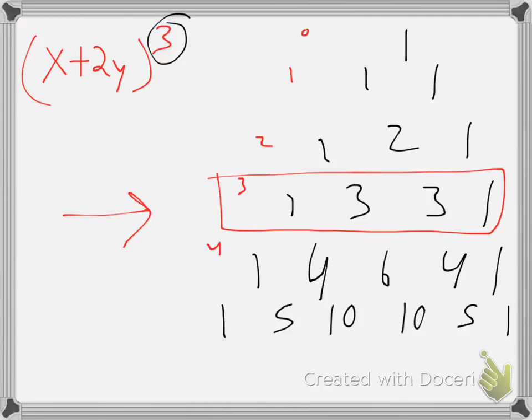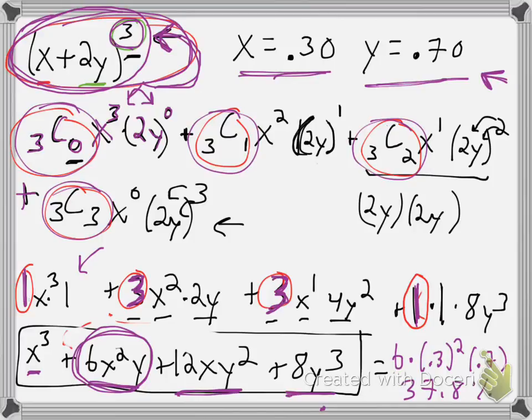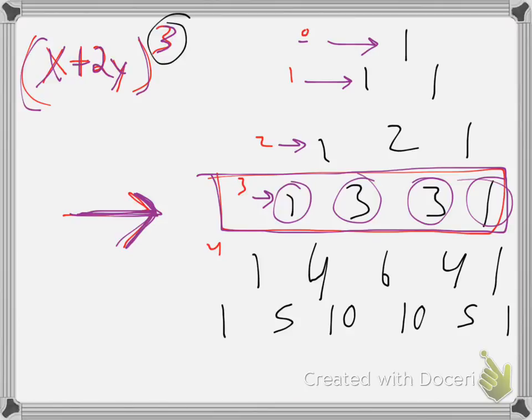1, 1, 1, 1, 2, 1, 1, 3, 3, 1, 1, 4, 6, 4, 1, 1, 5, 10, 10, 5, 1. And so when I had x plus 2y to the third power, I'm going to look at the third power row on Pascal's triangle. Remember, you start with 0, so 0, 1, 2, 3. This row, would you look at those coefficients? 1, 3, 3, 1. So you can go ahead and do all of this combination nonsense if you want, but it's probably easier just to remember Pascal's triangle. So the final example that I do is going to be done using Pascal's triangle.